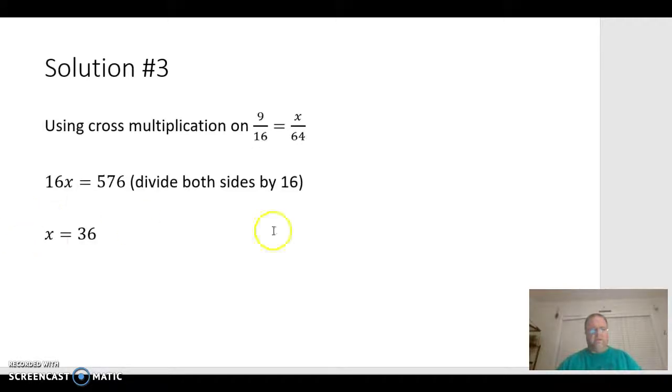All right, so we're going to use cross multiplication on that proportion. We notice that 16 times x is 16x, and 9 times 64 is 576. We want to get that 16 by itself. Since we're multiplying by 16, we need to divide by 16. It's usually the opposite operation in order to get those variables by themselves. In this case, 16x divided by 16 is x, and 576 divided by 16 is 36. So the missing quantity in this proportion is 36.